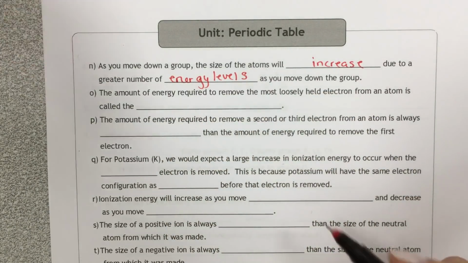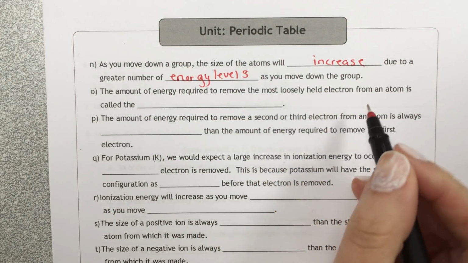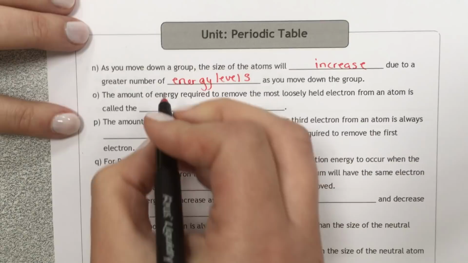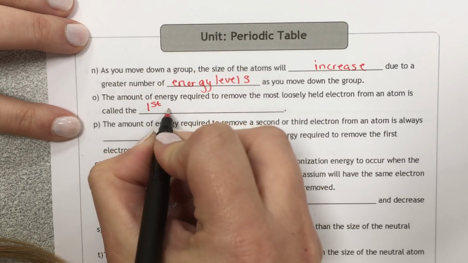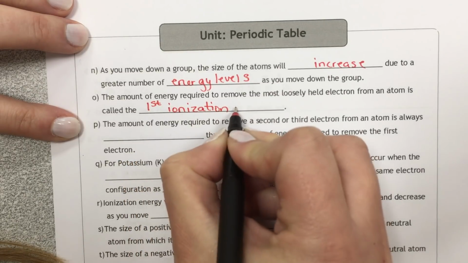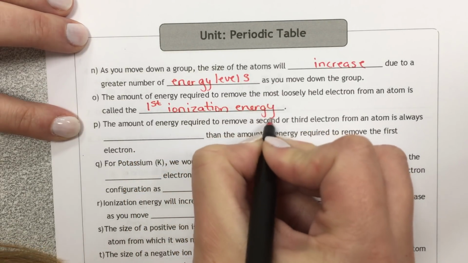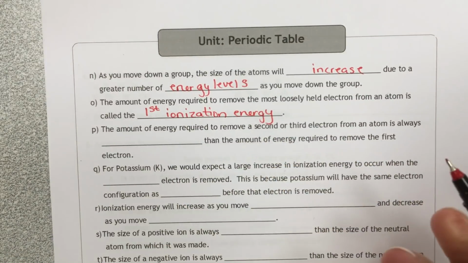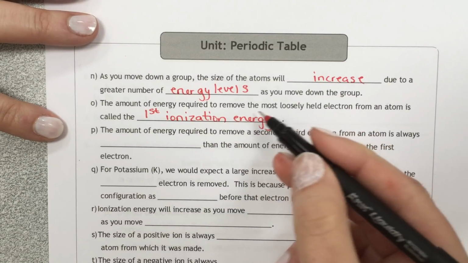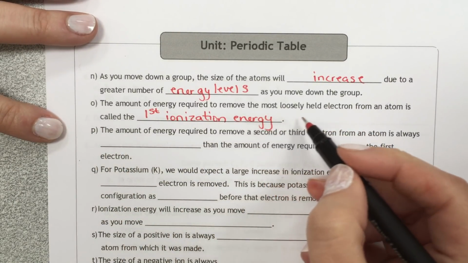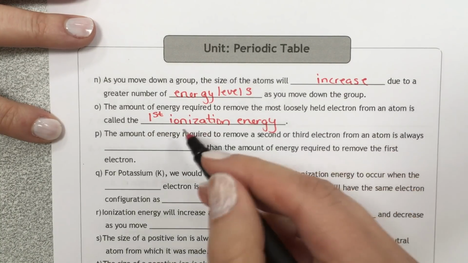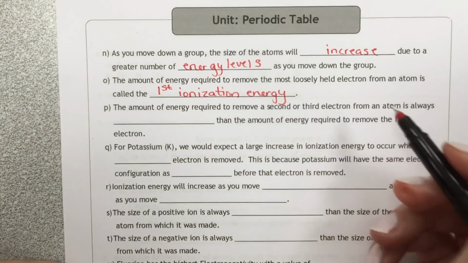Okay. The amount of energy required to move the most loosely held electron from an atom is called the blank. That is the first ionization energy. So basically, the energy required to make it an atom, the energy required to make it an ion. So that's what this means, basically. So the amount of energy required to move the most loosely held electron from an atom, that's basically making it an ion. So that's the first ionization energy.